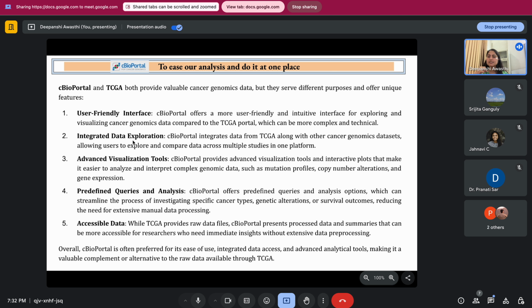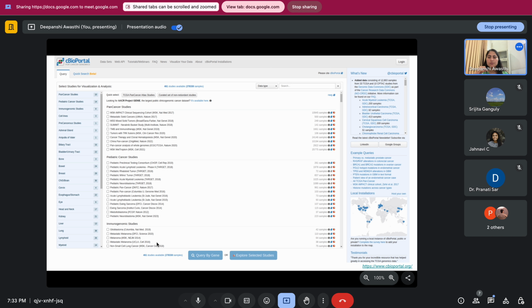It integrates the data explorations. It has advanced visualization tools. In one place only you will be able to visualize multiple things, and we will see how to use cBioPortal. It has predefined queries and their analysis, and it provides accessibility to the data, so you can simply download it. Now I will show you how cBioPortal looks and how you can look for the data, because in your assignment also you have a question.